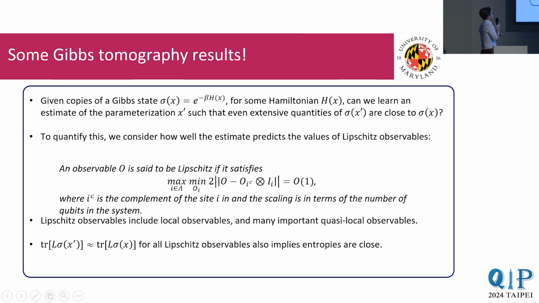So a Lipschitz observable is an observable which satisfies this condition here. Morally, you can think about an observable being Lipschitz if I can integrate out a particular qubit, or any qubit, and the spectral norm doesn't change too much. So this includes the set of local observables, but also many important quasi-local observables. And importantly, if my estimate is good in all Lipschitz observables, it means the entropies of my estimate are close to the true entropies of the state.